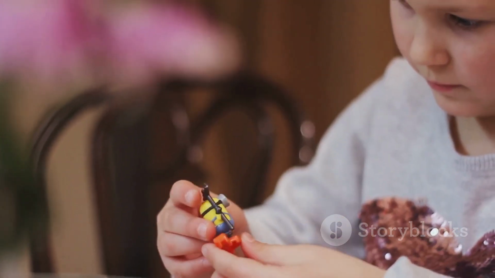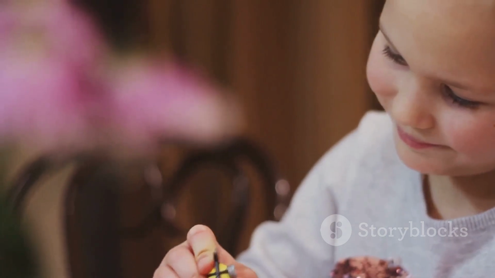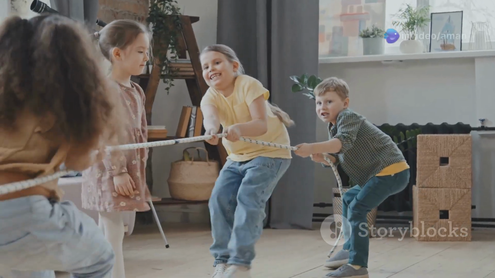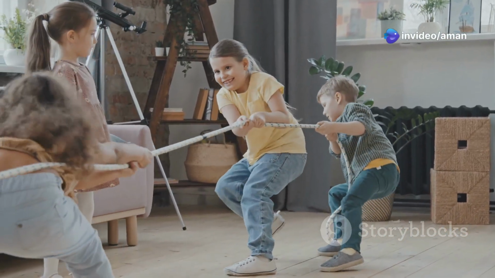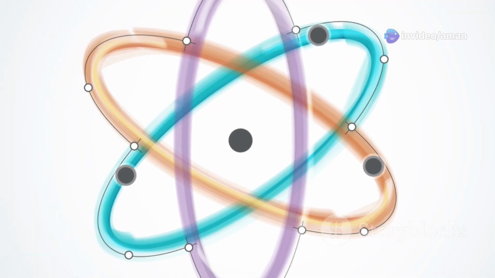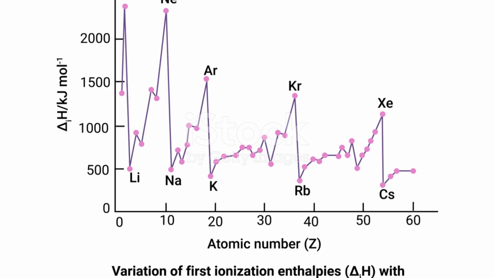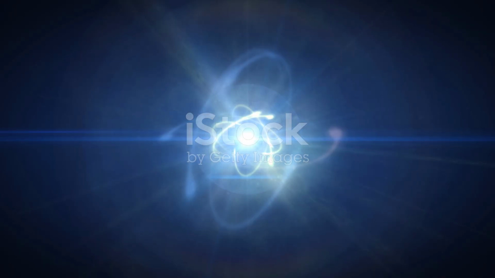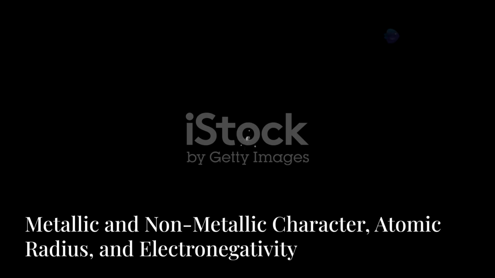Imagine trying to take a toy away from a child who is very attached to it. They might hold on tight, requiring significant effort to pry it away. This is like an atom with high ionization energy. It takes a lot of energy to remove an electron because the attraction between the electron and the nucleus is strong.